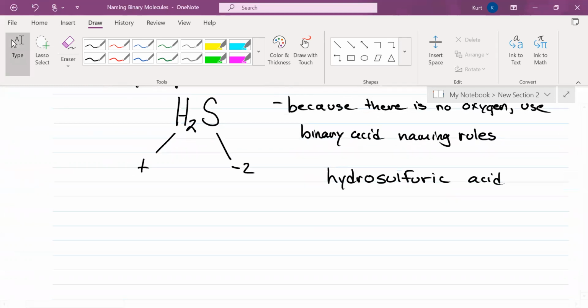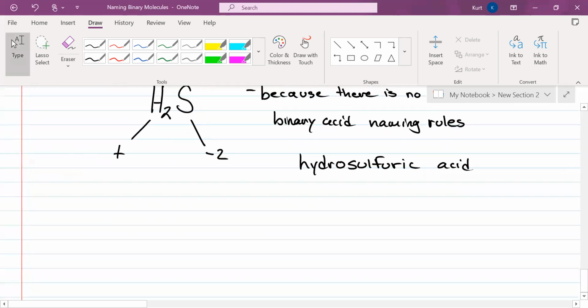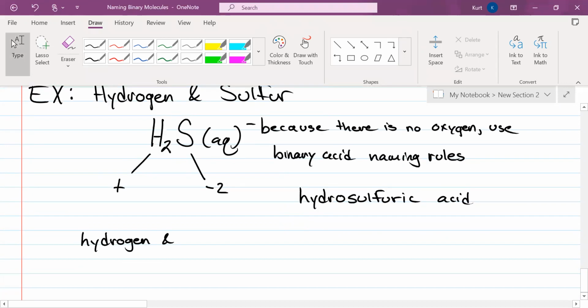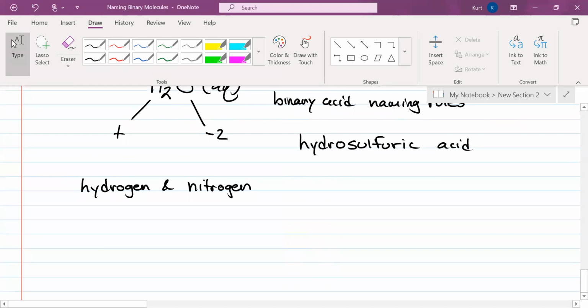Let's try another one. Can you tell us if it's an acid? Well, okay, how about this? That's how you should know. It's in an aqueous solution. Okay. How about hydrogen and nitrogen? What will the formula be? Look at your periodic tables.